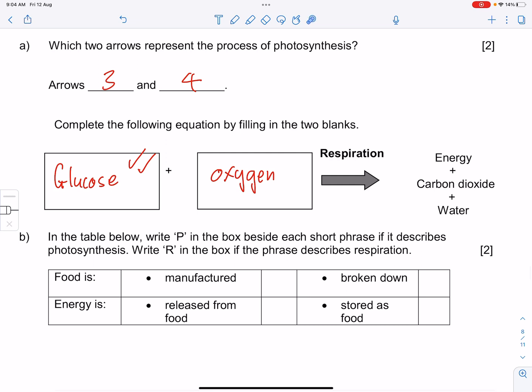So in the table, write P in the box beside each short phrase if it describes photosynthesis. Write R if the phrase describes respiration. So typically in photosynthesis, the word synthesis means to make something, so means to produce something. So food is manufactured is P, okay? Released from food, this is R. Respiration releases energy. Broken down, that is also your respiration. And then after that, stored as food is your photosynthesis, whereby excess glucose is stored as starch, as what I have mentioned earlier.